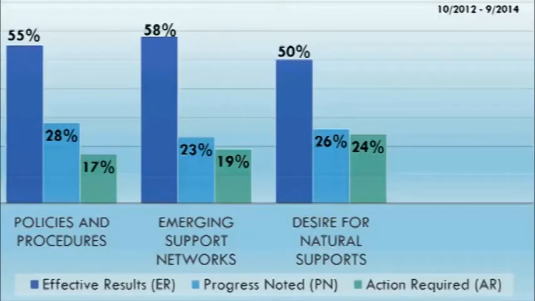For policies and procedures, 55% had effective results, 28% had progress noted, and 17% had action required. For emerging support networks, 58% had effective results, 23% had progress noted, and 19% had action required. For recognizing the desire for natural support networks, 50% had effective results, 26% had progress noted, and 24% had action required.